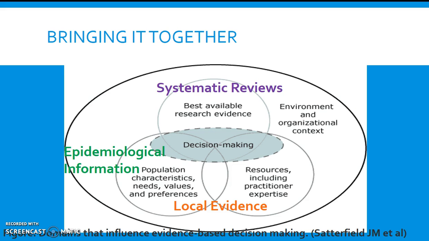This is nicely expressed in a slide that we've used earlier on in the module, which shows the contributions of systematic reviews in providing the best available research evidence, epidemiological information in helping us to understand the population characteristics, and local evidence that helps us to assess the population's values and preferences, and also the expertise of the local practitioner.